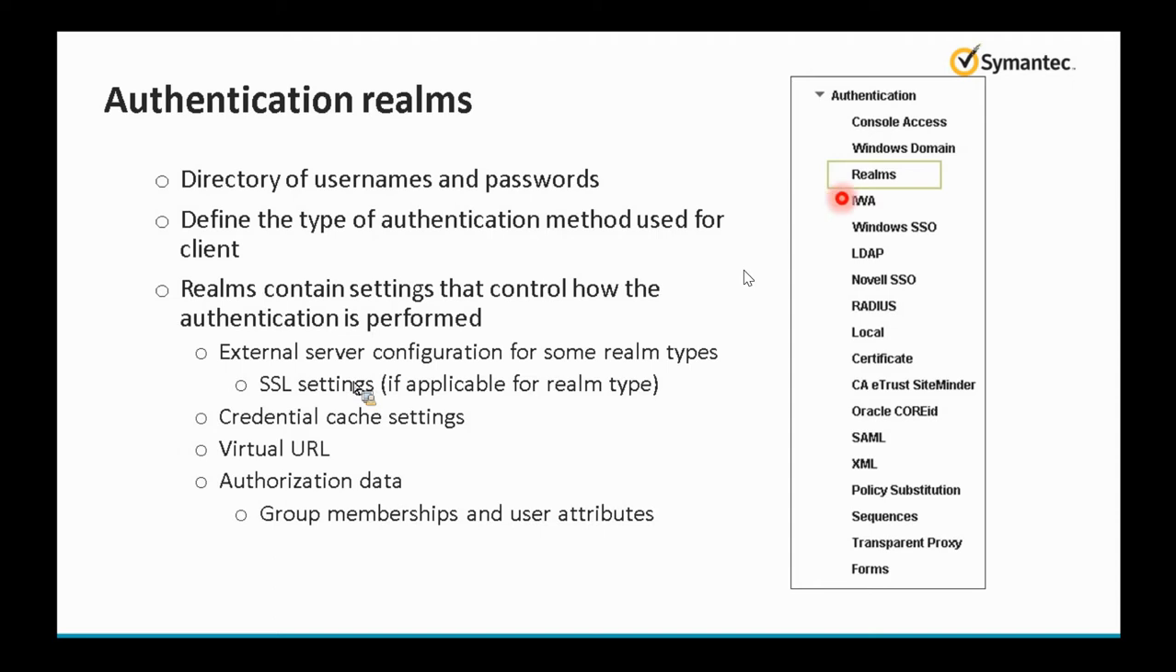All right? So looking at this, you notice that there are several authentication realms. So we have IWA, this stands for Integrated Windows Authentication. We have Windows SSO, which is primarily this Active Directory. We have LDAP, and LDAP is, of course, you can use third-party LDAP servers. Active Directory also has an LDAP.